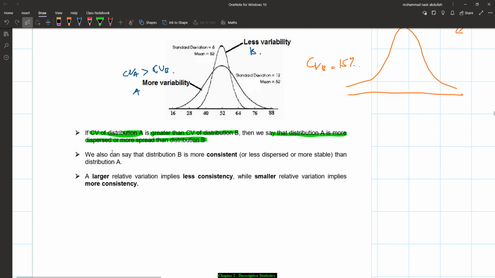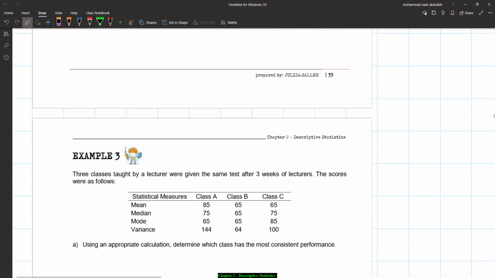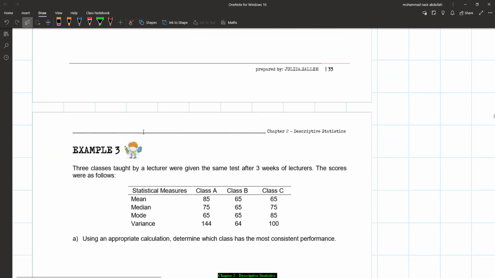Right? So it says here, we also can say that distribution B is more consistent or less dispersed, more stable than distribution A. A larger relative variation implies less consistency, while smaller relative variation implies more consistency. Consistent means that the observations are around the mean, closer to the mean. Less consistent means that the observations are disparate, more dispersed around the mean, right? So that is how we measure coefficient of variation.